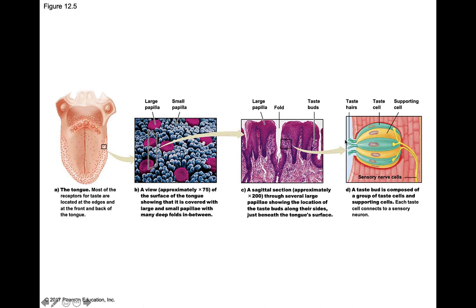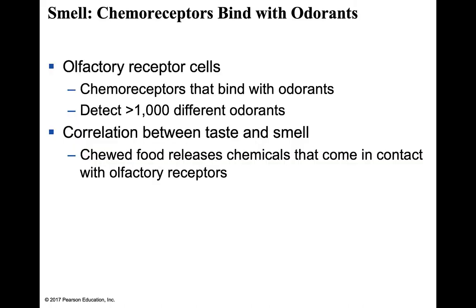Okay, so these taste hairs are those that are being stimulated, and then once they're stimulated, they're going to generate action potentials, and they're going to move on to the central nervous system, to the areas of the brain that are in particular sensitive to the sensation for taste.